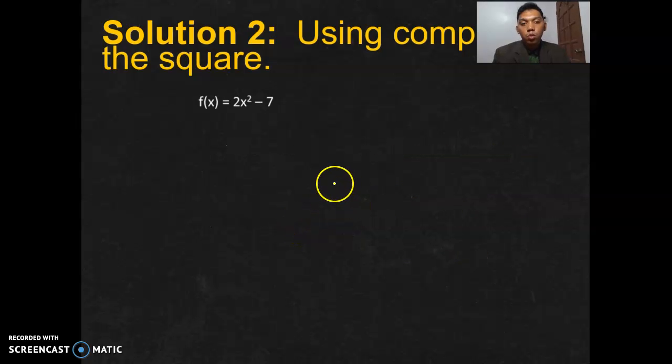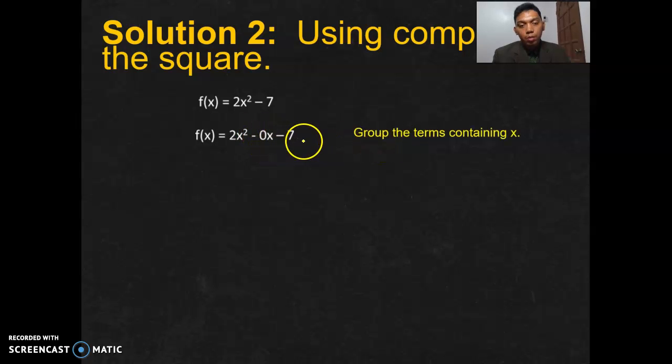Now let's go to example number 2, 2x squared minus 7. So this time the linear term is not around, so you have to write it down. So group the terms containing x, then with the parenthesis, then factor out the 2. Alright, so to factor out the 2, you need to divide.